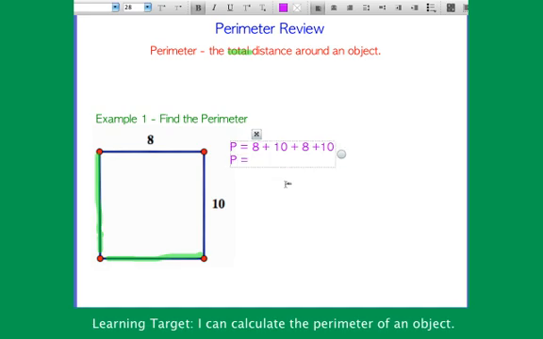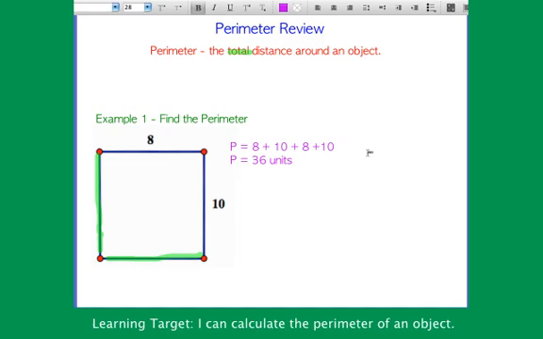So perimeter equals 8 plus 10 is 18. 18 and 18 is 36. We're going to write the word units. We don't have units, so you can either put a U or units. I'm going to stress that it's going to be very important throughout this chapter that, at least if there are no units, you write the word units.